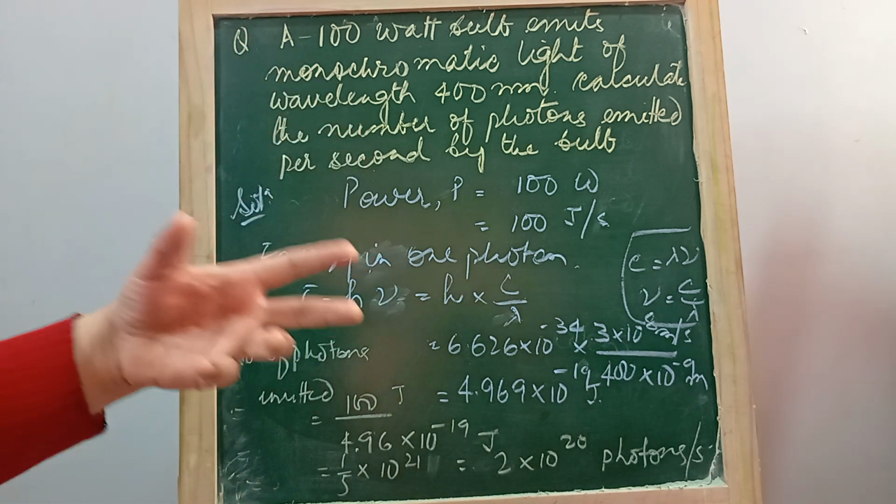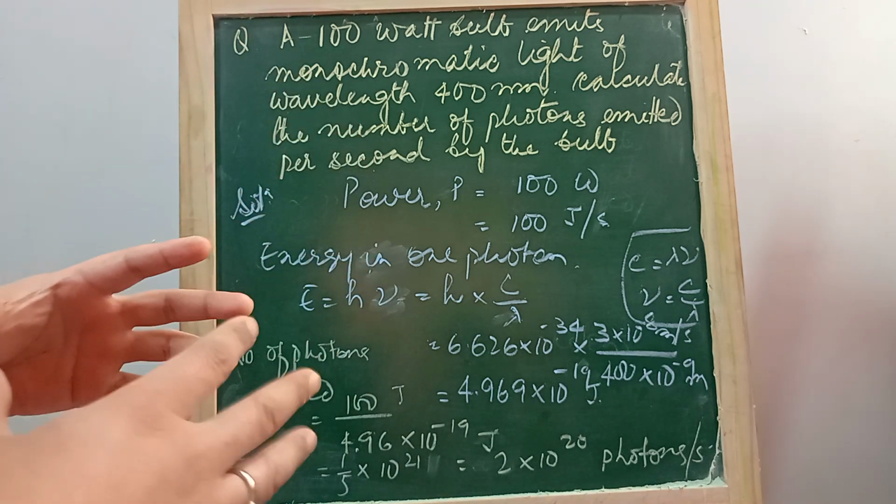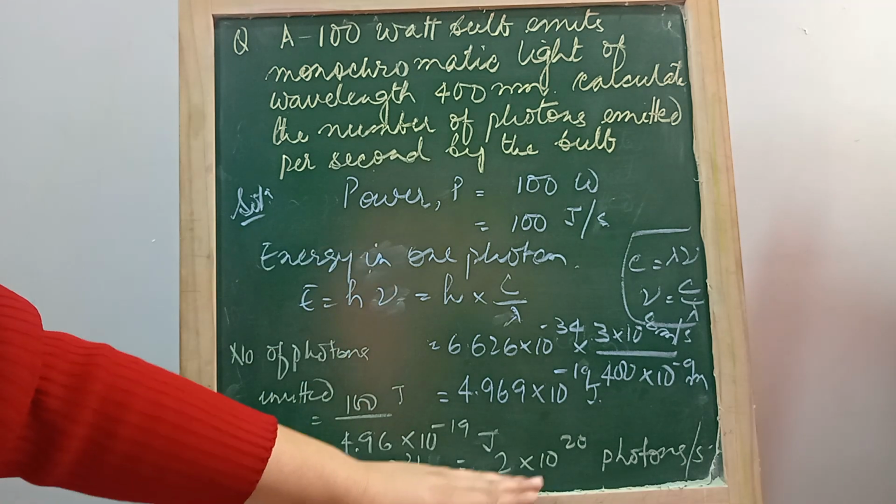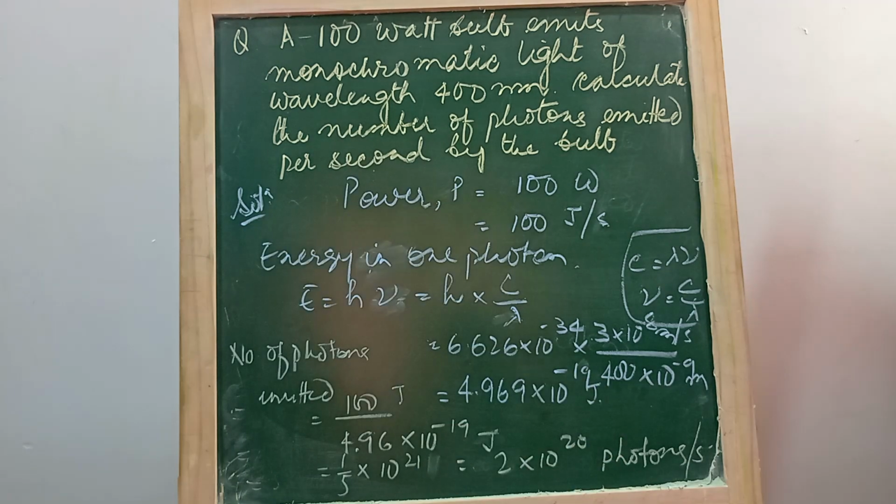So the monochromatic light is emitting around 10 to the power 20 photons per second, with a wavelength of 400 nanometer, and it depends on the power of the bulb, which is 100 watt. I hope it's clear.